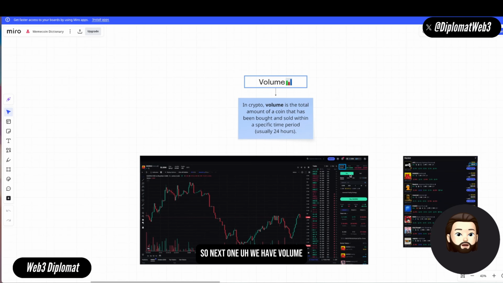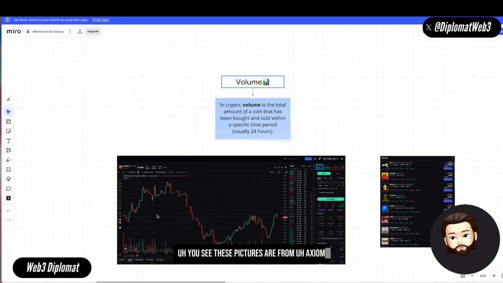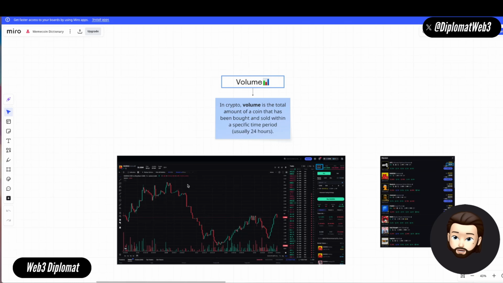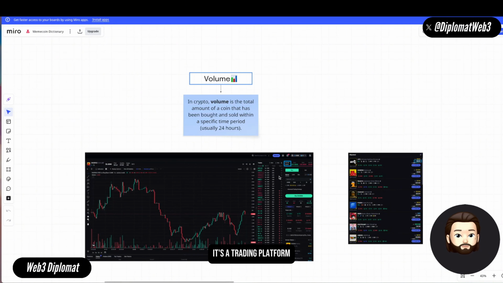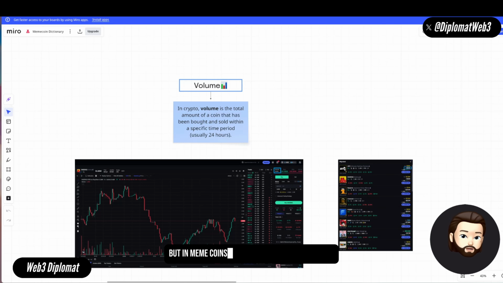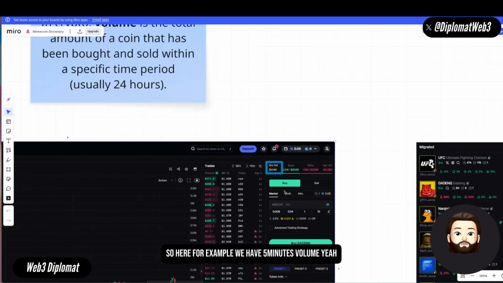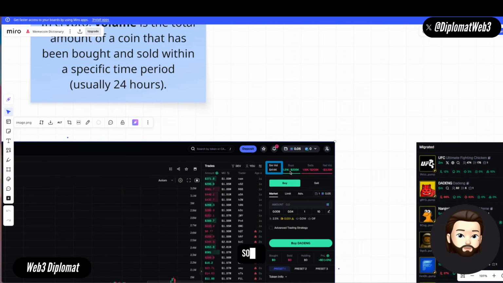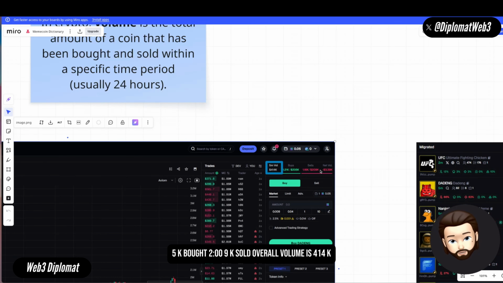So next one, we have volume. You see these pictures are from Axiom. It's a trading platform, and today I'll be using it as examples for a couple of words. So volume, it's basically how much money has been sold or purchased in a given time. Usually for bigger coins it's 24 hours, but in meme coins you can use whatever you want. So here, for example, we have 5 minutes volume. So 205k bought, 209k sold. Overall volume is 414k.